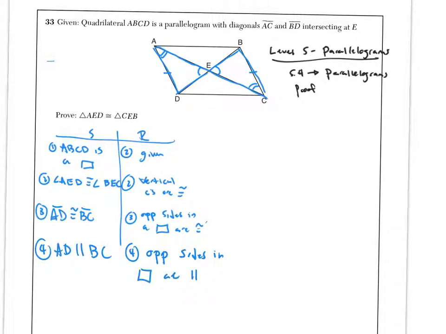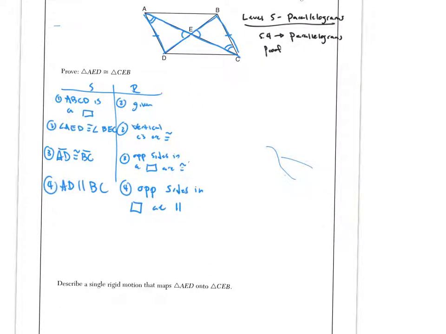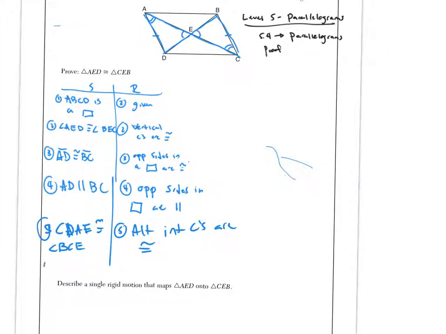Now I can state this. 5, angle DAE is congruent to angle BCE. That's alternate interior angles are congruent. And then now I can finally state triangle AED is congruent to triangle BEC because of angle side congruence.